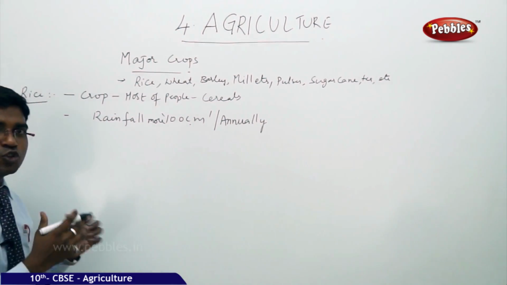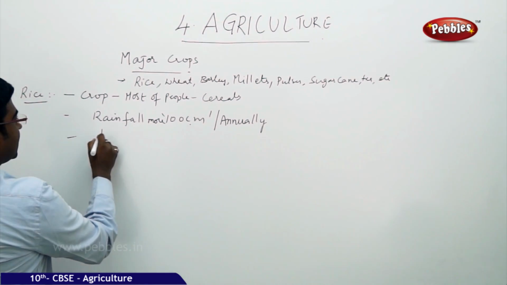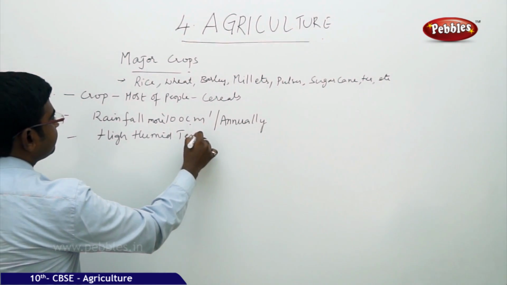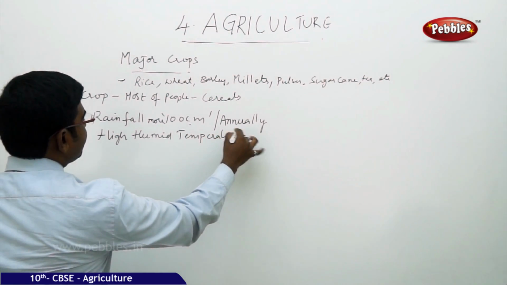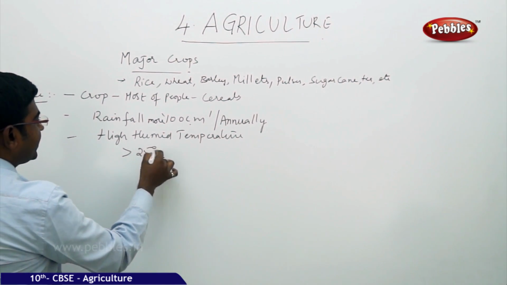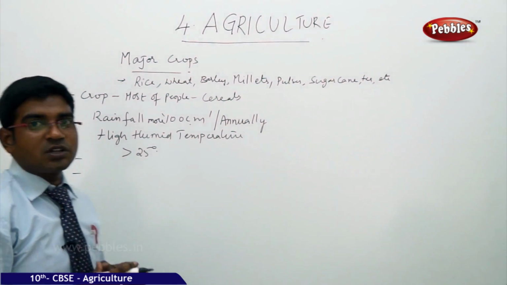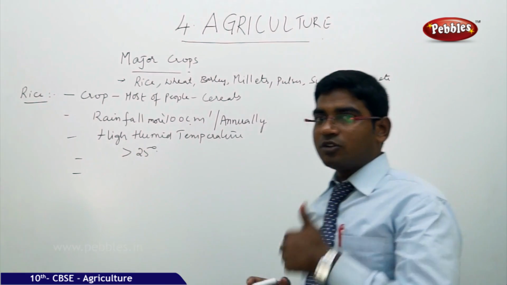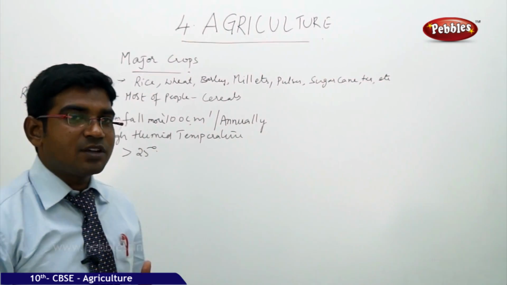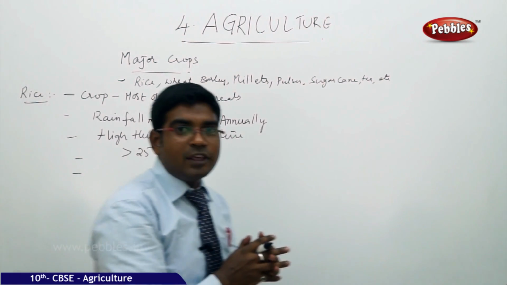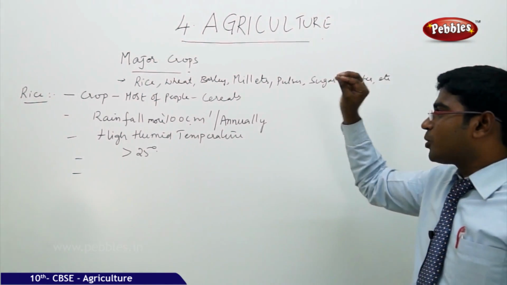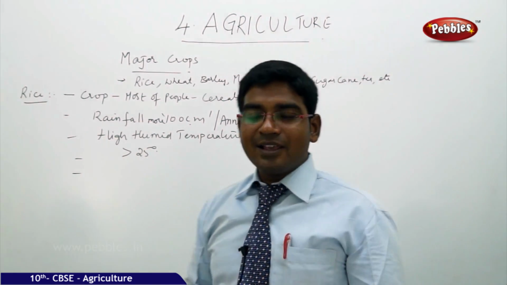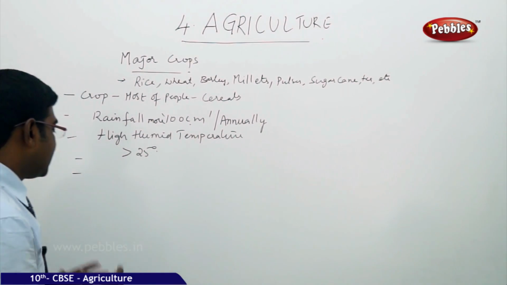It requires a huge amount of water and also a high humid temperature. The temperature also should be greater than 25 degrees. Then only is rice production possible in the lands of India. Fortunately, India receives heavy rainfall as well as high temperatures, which makes the climate highly humid. That is the reason why India is able to produce a huge amount of rice from the paddy crop. India stands second in the production of rice, only after China.